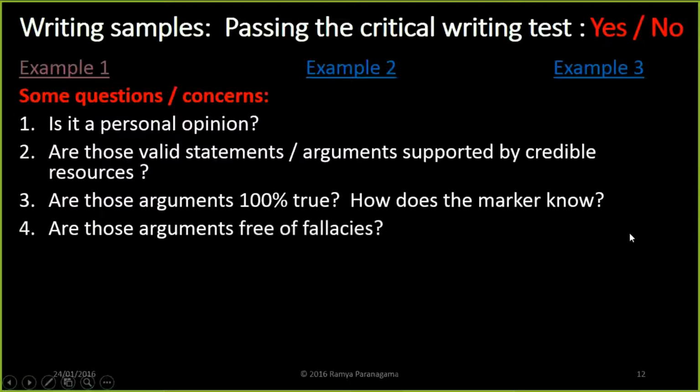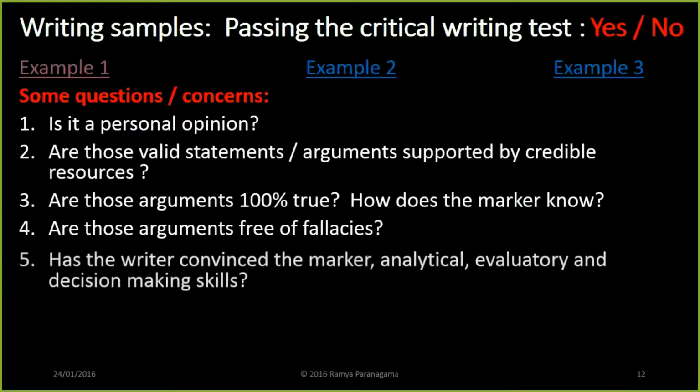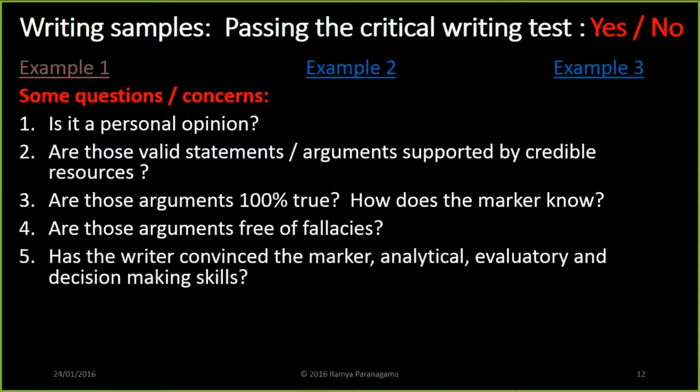Number 4, are those arguments free of fallacies? How do we know whether there is a fallacy or not? If it is not true, there could be a number of fallacies, errors. Number 5, has the writer convinced the marker of analytical, evaluatory, and decision-making skills? Well, obviously, you cannot build up an argument without having firm background supporting evidence. So that is also no.